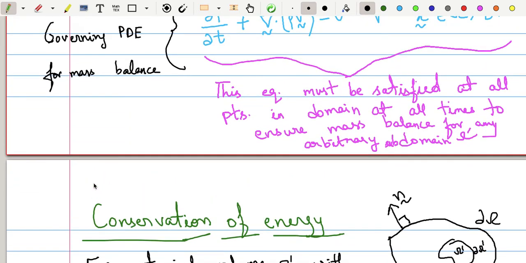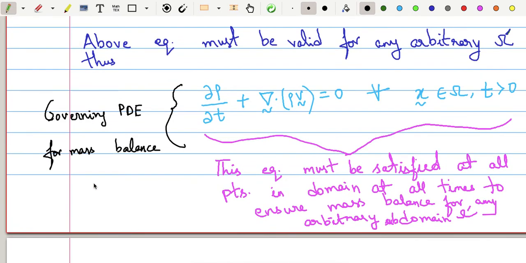Any doubts for the mass balance PDE? Sir, that equation written at the last, that is the total derivative of rho v with respect to time? It is divergence. No, like del rho by del t plus del dot rho v equal to 0. The left hand side, is it the total derivative of rho into v? Yes, it is total derivative of rho into v. Okay. All right.